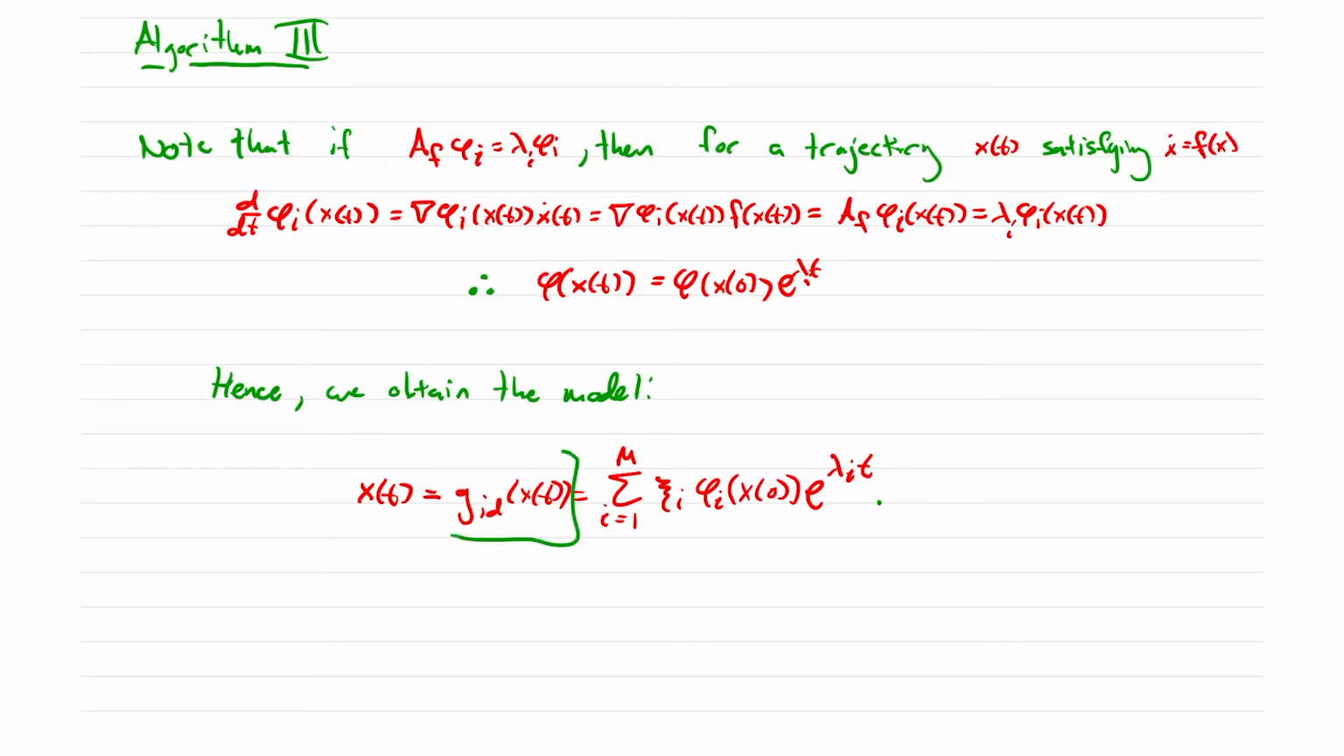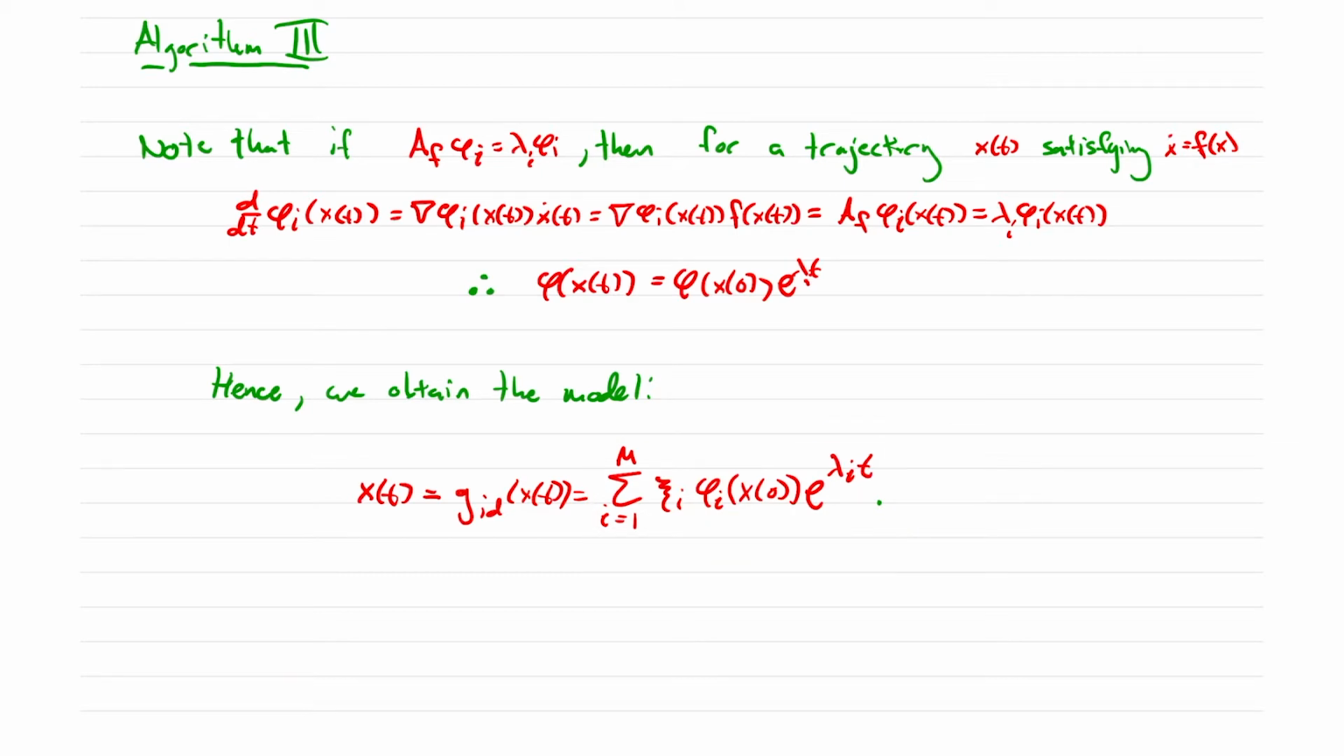Well, x of t is just the identity function on x of t, or the full state observable on x of t, and I can expand it like this. So where instead of all of those phi i on x, I now have phi i on x of t, which I know is equal to this. And so there you go.